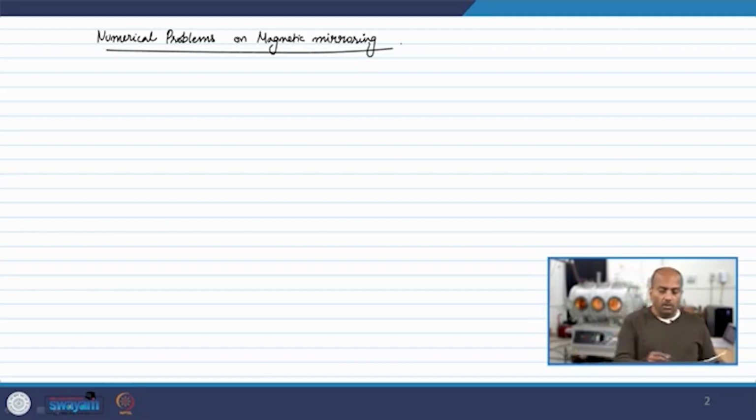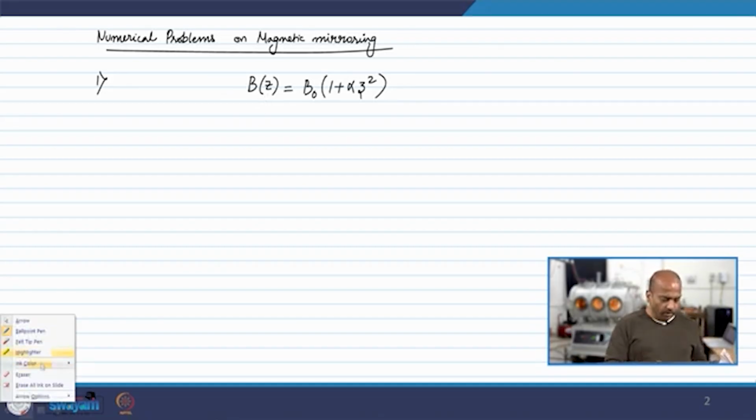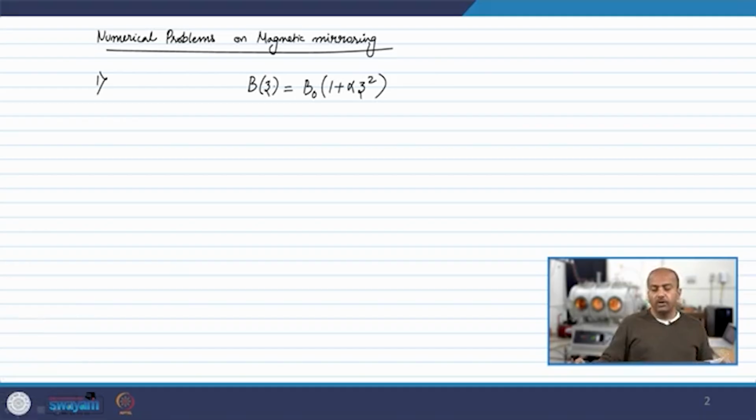So let us say the first problem is, let us consider a magnetic mirror configuration such that the axial magnetic field along the axis is given by this relation, right. What does this expression mean? The magnetic field as a function of z varies like this, B naught times 1 plus alpha z square. Alpha is just a constant and z is the coordinate, which is, let us say, like this.